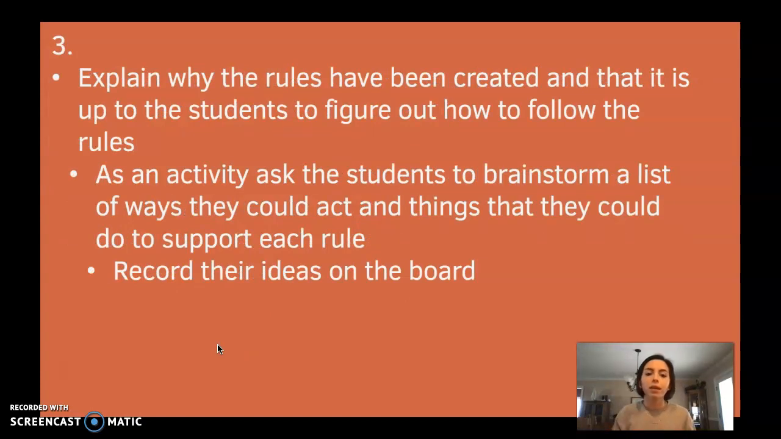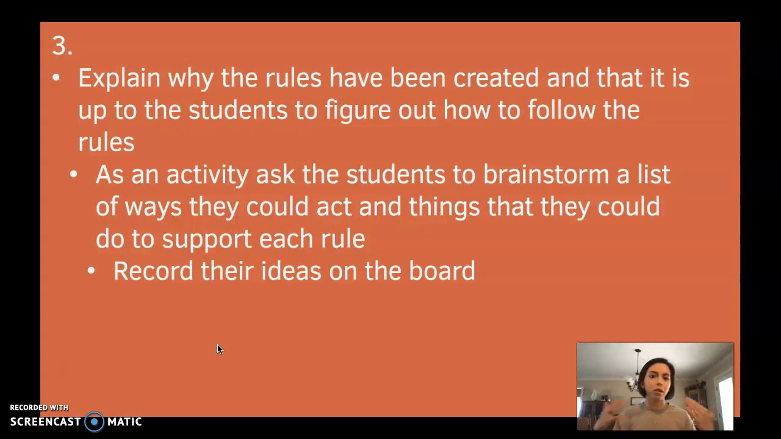You want to explain in step 3 why the rules have been created, and that it is up to the students to figure out how to follow the rules. As an activity, ask the students to brainstorm a list of ways that they could do this, ways that they could act, and things that they could do to support each rule. Record their ideas on a board.